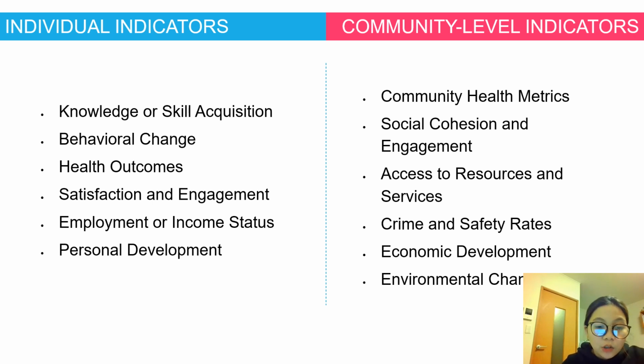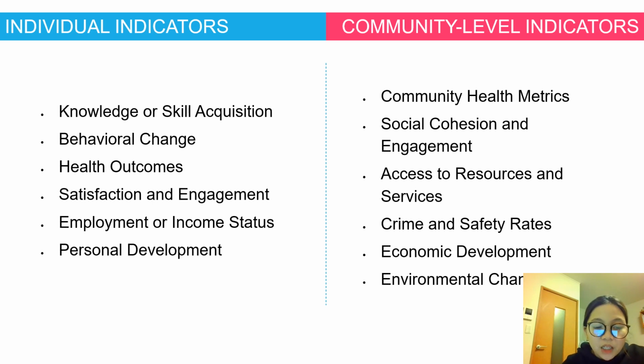So these indicators help assess the collective outcomes of a program on a larger population and are often used to evaluate social change, collective behavior, or community well-being. So examples of community level indicators, we have community health metrics. So the improvements in overall public health outcomes, such as reductions in disease rates or improvements in access to healthcare.